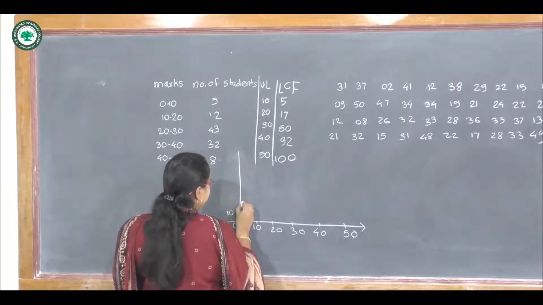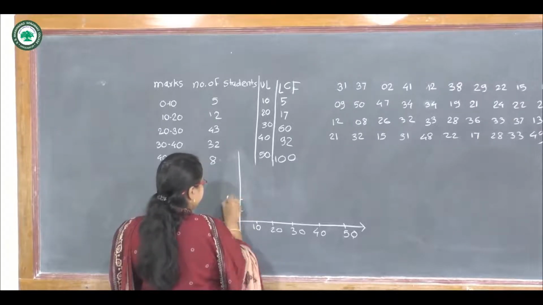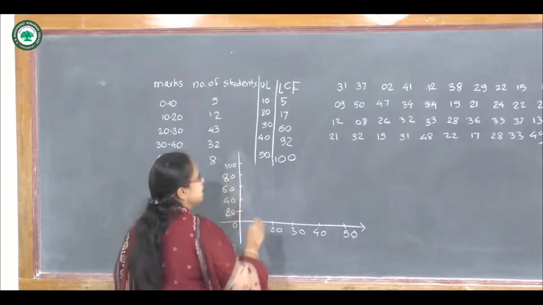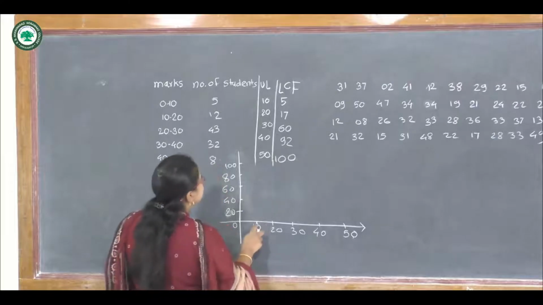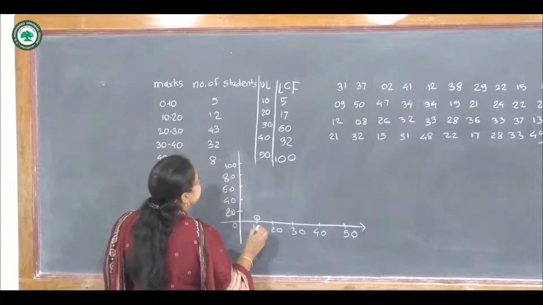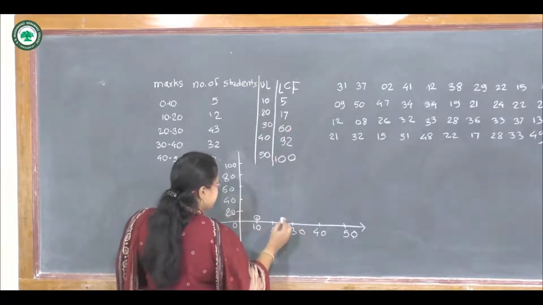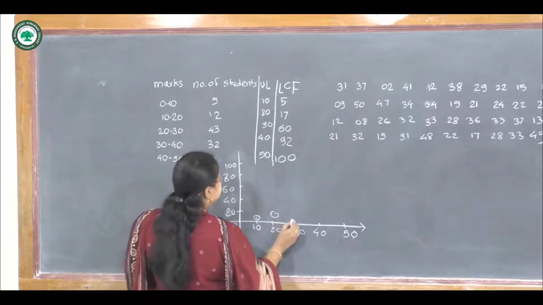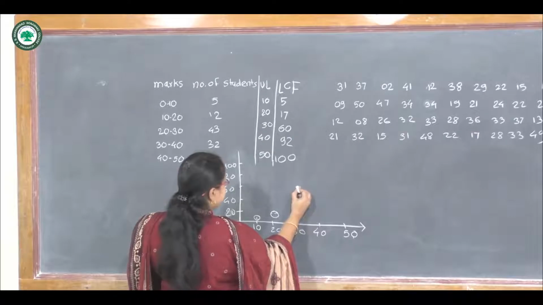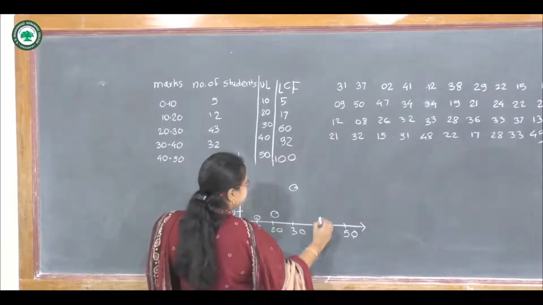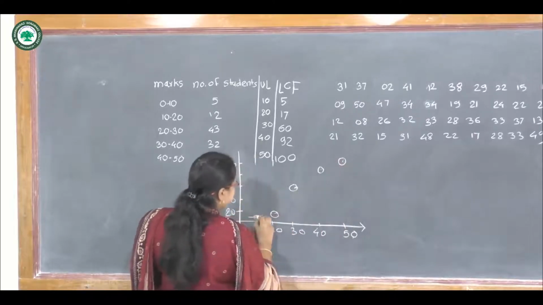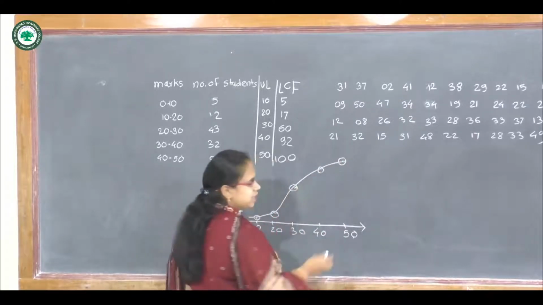Here I will draw with the help of a scale, so we can draw it properly. For the upper limit 10, we have to take LCF 5. Then for 20 it is 17. Then for 30 it is 60. Further 92. I am drawing approximately the less than Ogive curve for the given data.